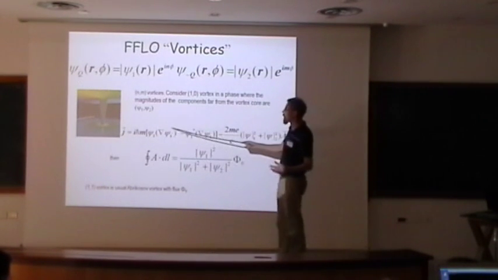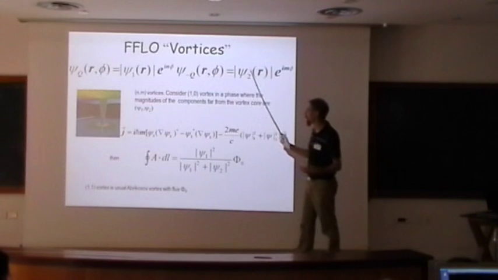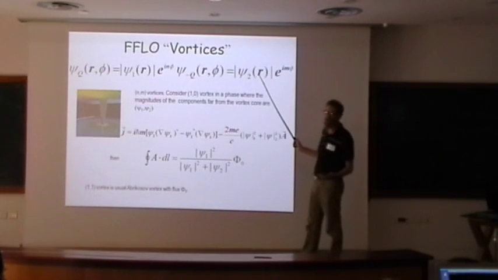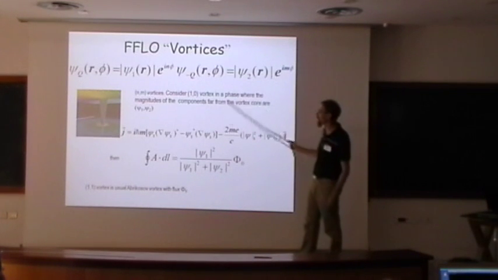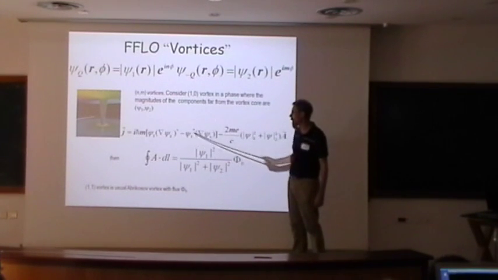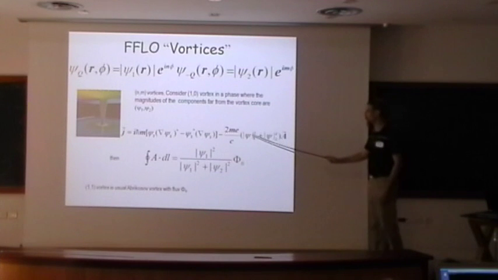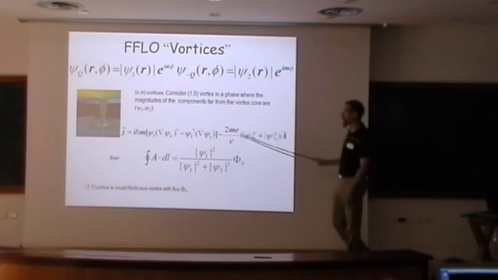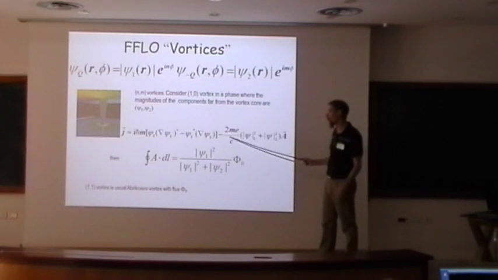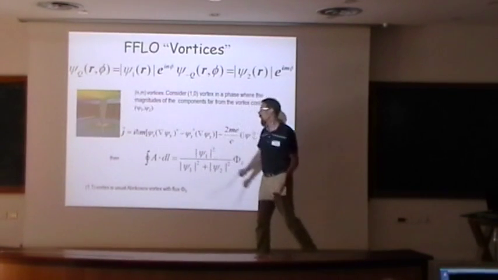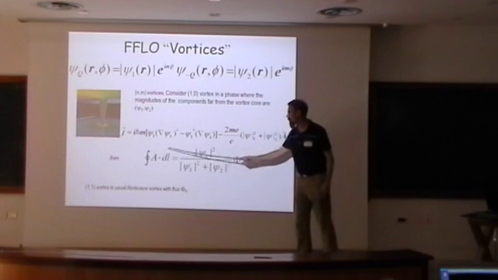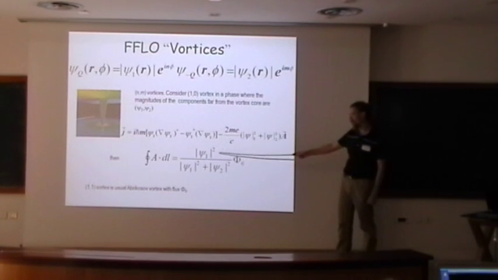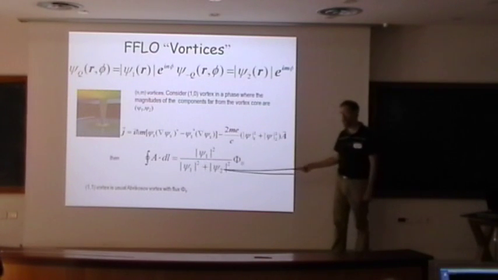The current now is the contribution of this term and this term. It's just the sum of the two. But because this has no phase winding, it's approximately constant, and so this doesn't show up in this term here. The vector potential still couples to both components, and so both components show up. And so now when I require the current is 0 far from the core, and I do this line integral, I find that the flux enclosed is different than the usual flux quantum. It's multiplied by this factor here, psi 1 squared over psi 1 squared plus psi 2 squared.